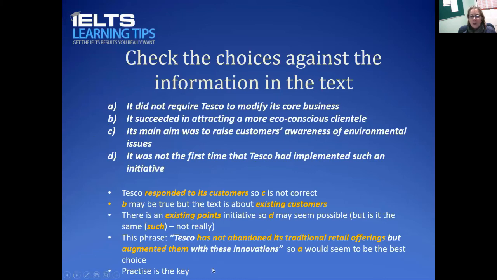And again, you have to practice for this to become second nature. So keep practicing it, and then you'll find that gradually your multiple choice questions will improve. Okay, so I hope that's helpful. If you're not sure, go over the video again.